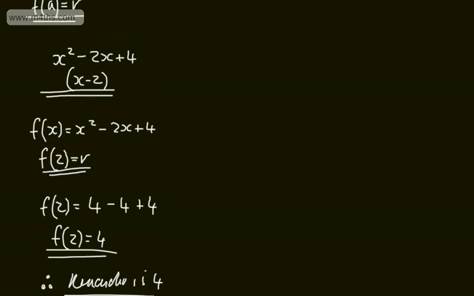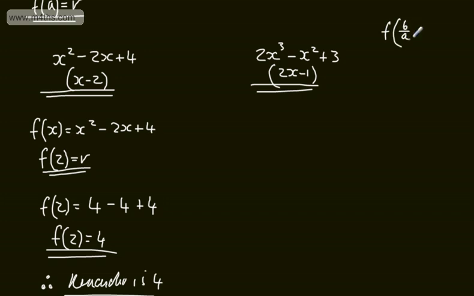Let's go ahead and look at another example. So let's take a cubic this time, 2x cubed minus x squared plus 3, and we want to find the remainder when this cubic is divided by 2x minus 1. In this particular case, I have the form ax minus b. So what we need to do here is f of b over a to give us our remainder.